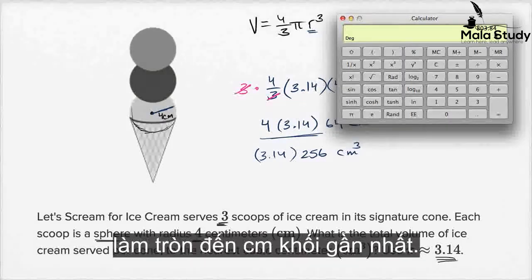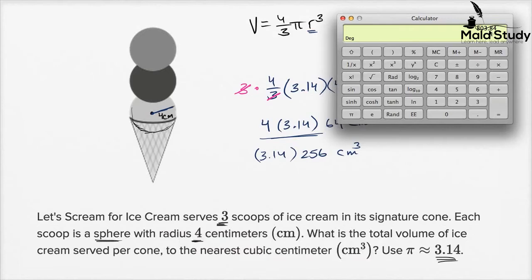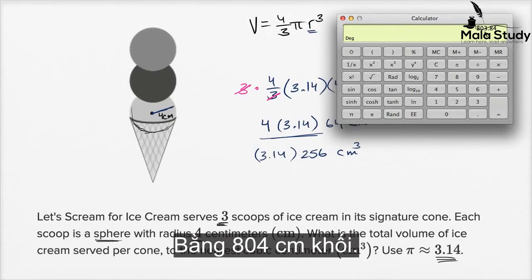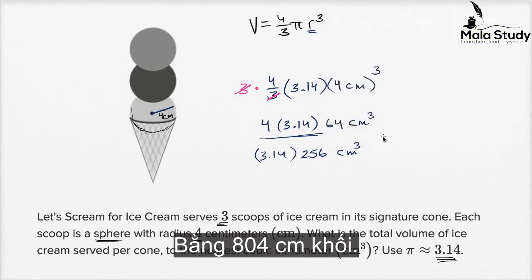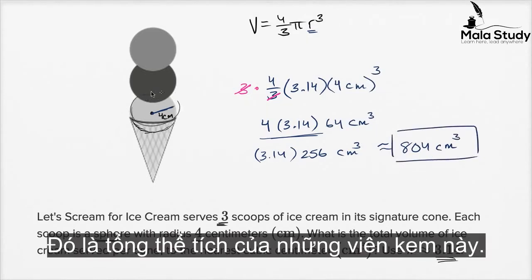And they tell us to round to the nearest cubic centimeter. So 803.84 cubic centimeters. We'll round up because we have an 8 right here. So it's going to be 804 cubic centimeters. So this is approximately 804 cubic centimeters. That is the volume of these 3 spheres combined.